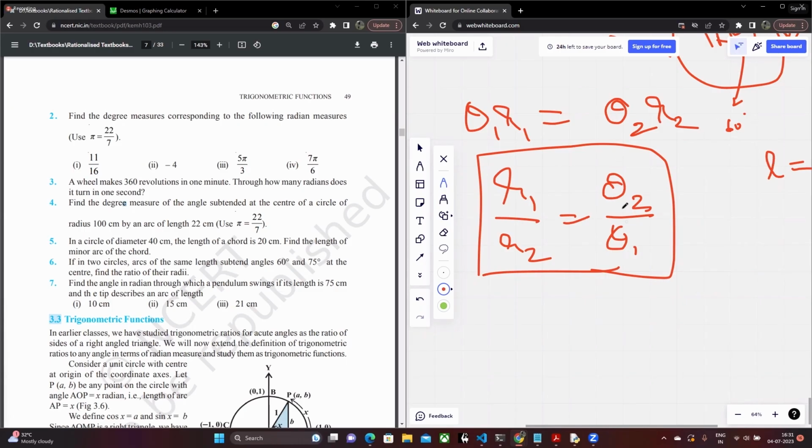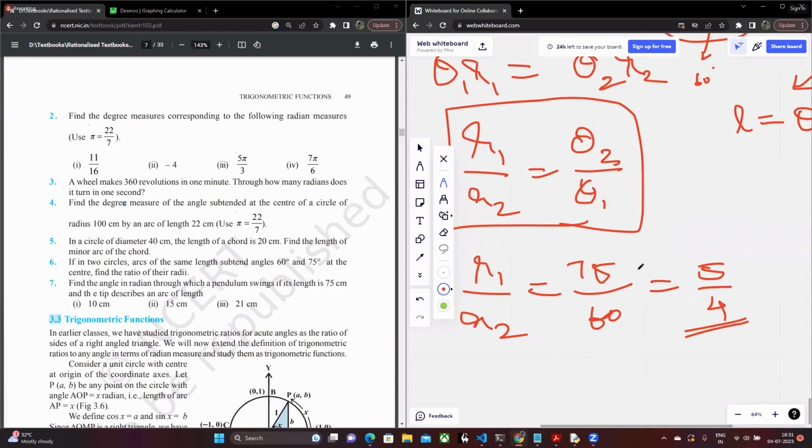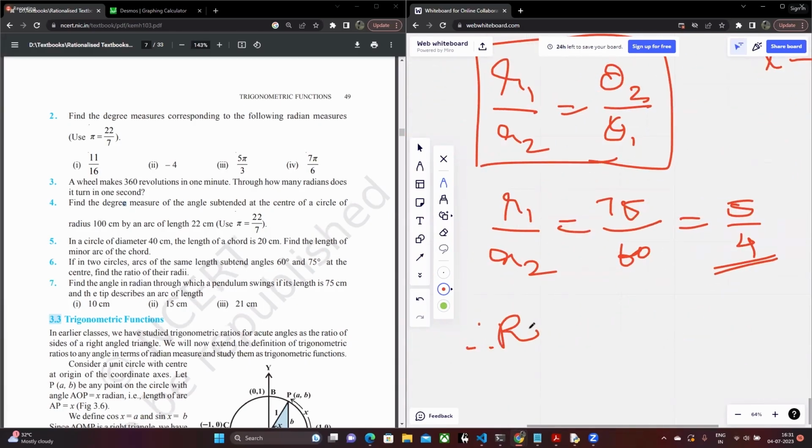So given that theta 1 is 60 and theta 2 is 75, you have the fact that R1 by R2 is now going to be 75 divided by 60, which is basically 5 by 4. Therefore, the ratio of radii is 5:4.